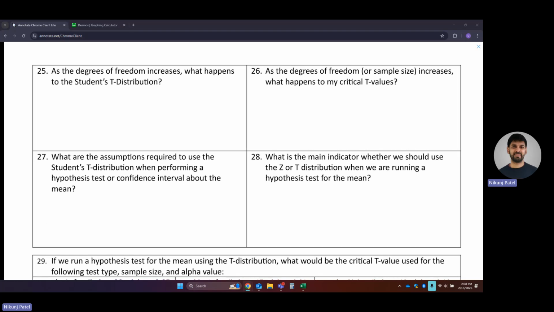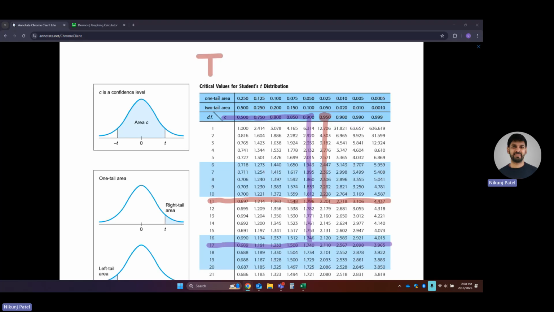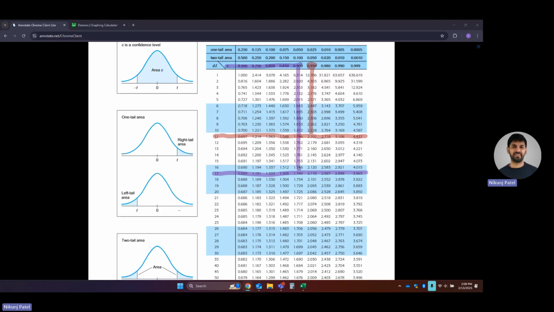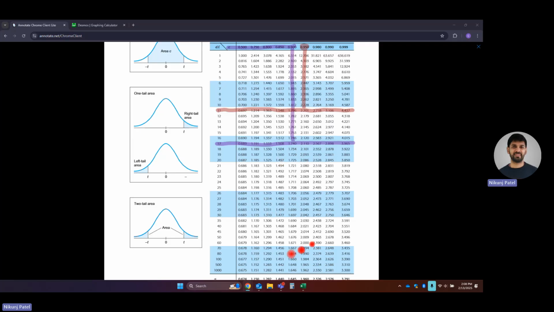So for number 25, it says, as the degrees of freedom increases, what happens to the student's T distribution? So it's asking, when you look at this chart, as the degrees of freedom increases, what happens to these numbers right here? If you look in every single column, as you start from the top and go down, what happens to the T critical value? It looks like it's getting smaller.